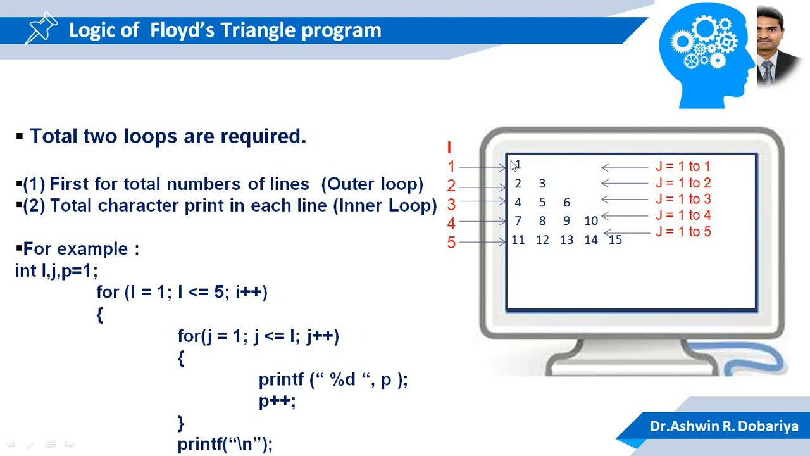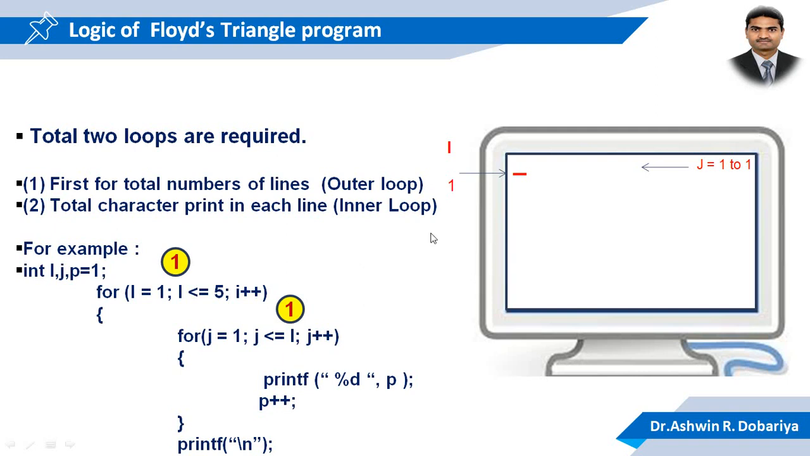Here we know that the first number starts from 1, then 2, 3, 4, 5, 6. So what will we do? We will take a third variable, like p, and initially we assign p equal to 1. So what happens when i is equal to 1? Let me start the execution.